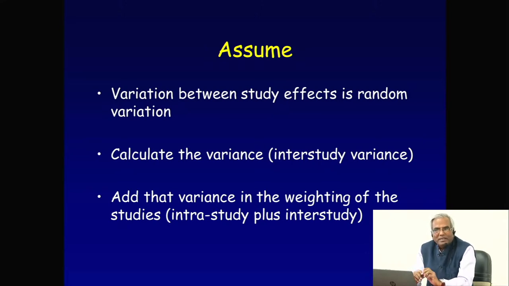You remember I said weight is the inverse of the variance, but which variance do you add? One variance is study specific. Each study has some variance, right? Because all the patients in the study don't behave the same way. Some improve, some don't improve. If you are testing antihypertensive drugs, some will have a decrease of 5 millimeters, some will have a decrease of 10 millimeters, some will have a decrease of 7 millimeters. So each study has a variance. And now you have between-study variance also, right? So two variances are there. One I call intra-study variance and the other is inter-study variance.